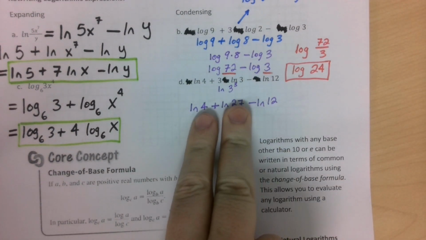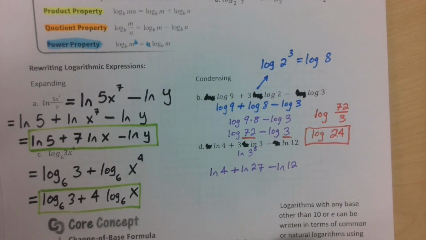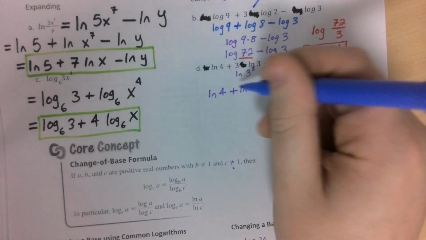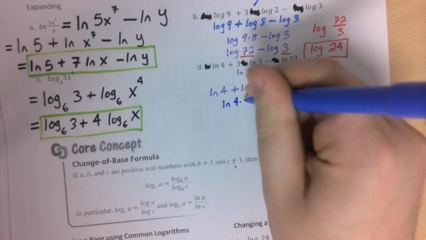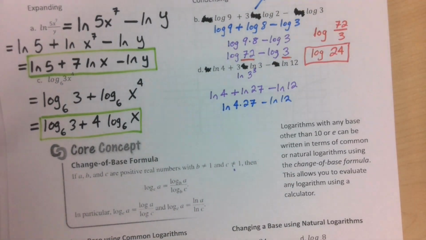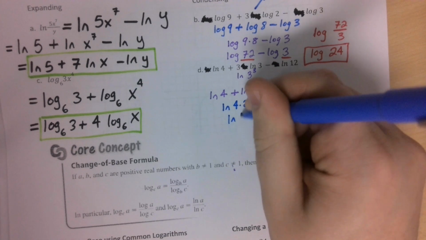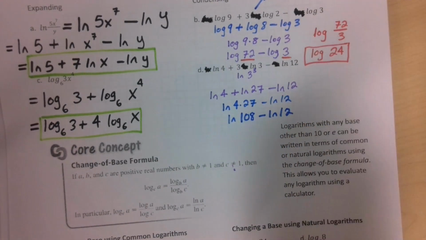Now we see that we have a product here, product property. Whenever we see two things being added, we can write them as a product. So ln of 4 plus ln of 27 is the same as ln of 4 times 27, minus the ln of 12 at the end, of course. And what's 4 times 27? This is the same as the natural log of 108 minus the natural log of 12.